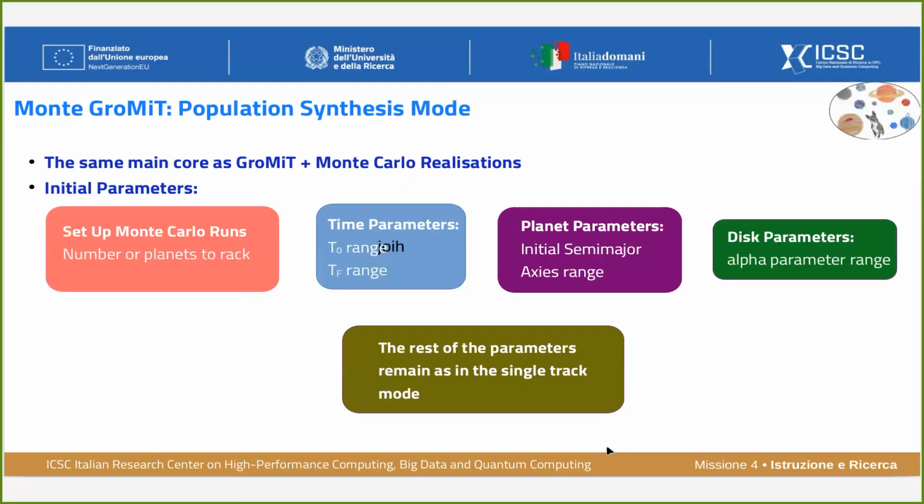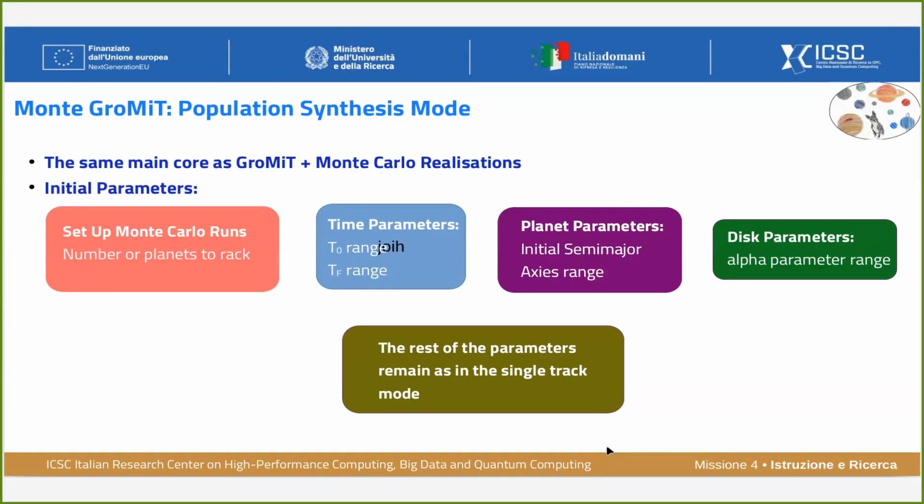And so the second step was to make a population synthesis mode, which we weren't planning to, but it was a natural evolution, I suppose. And it is simply Monte Carlo realizations on top of the main code, GroMiT. So the only thing that changes basically is the input in the input file. You have to set up how many planets you want to track.